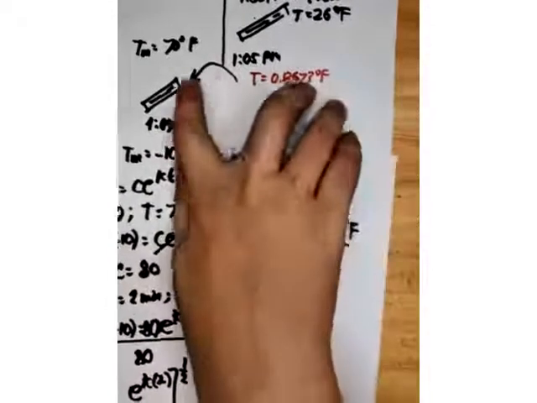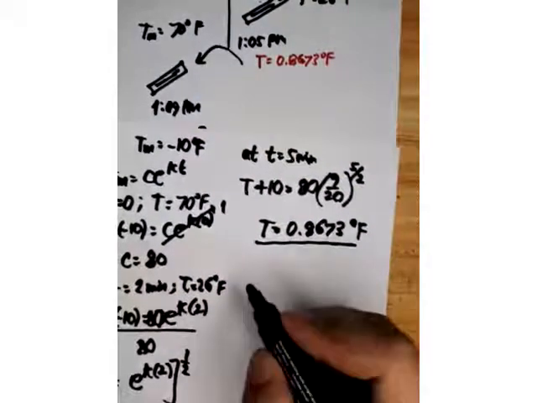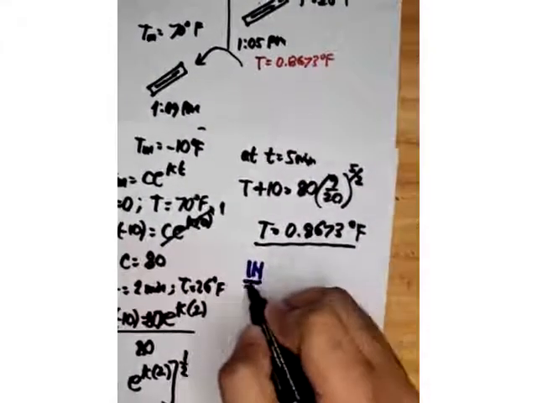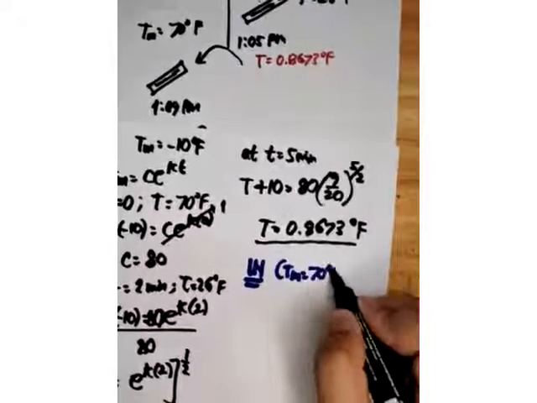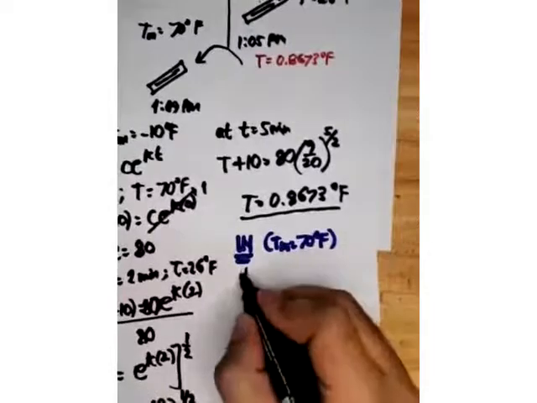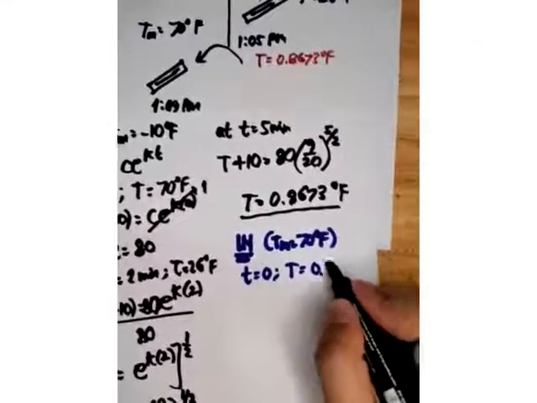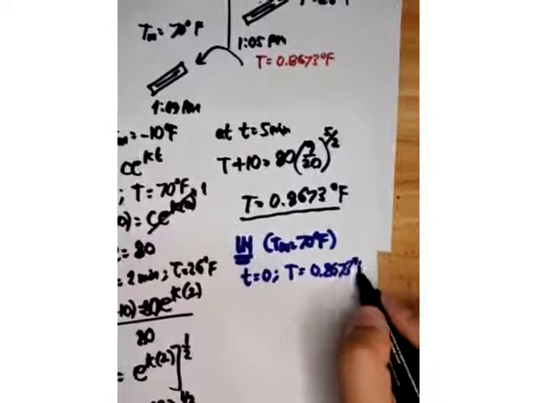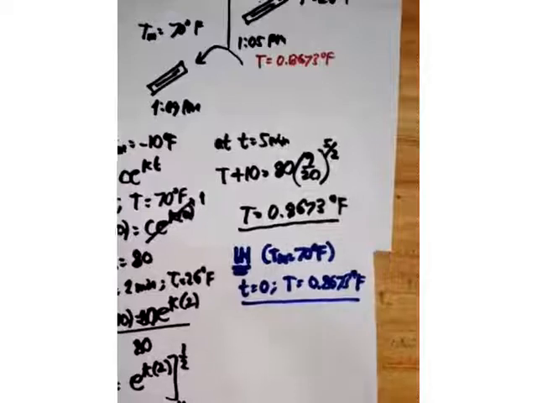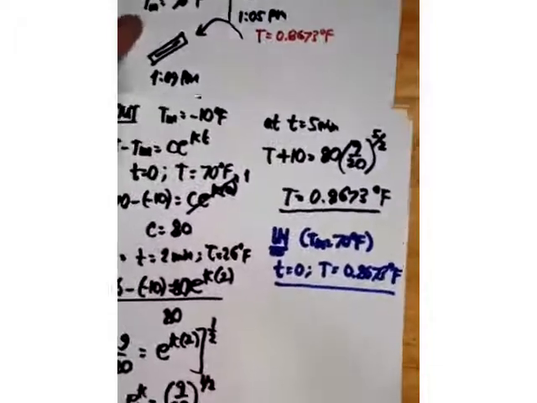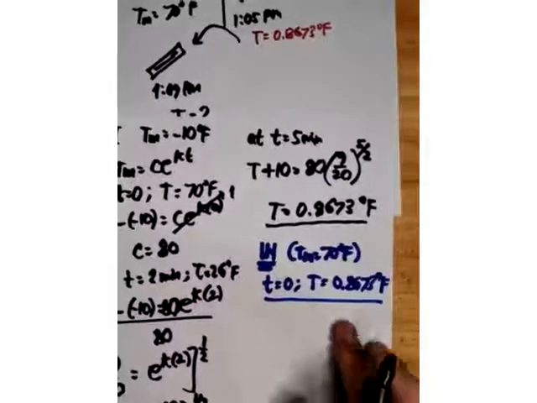Okay, pagpasok niya doon sa inside ulit, kaya ang gagawin natin dito is mag-i-inside na tayo na yung TM natin ay magiging na siyang 70 degrees Fahrenheit. So at T is equal to 0, ang temperature natin ay 0.8673 degrees Fahrenheit. So there's a change. Dahil nagbago na yung environment natin at nagbago na din yung temperature. Ayan. So i-apply lang natin ito.